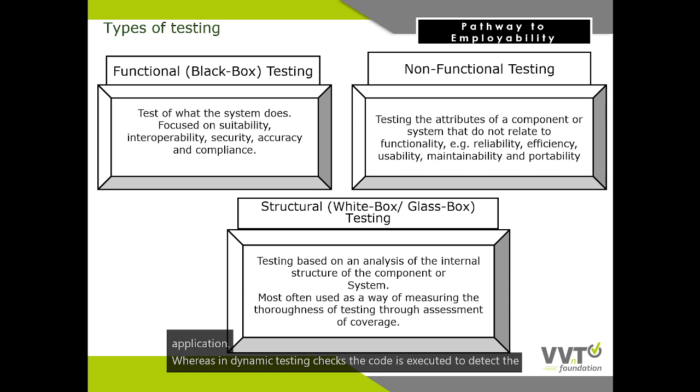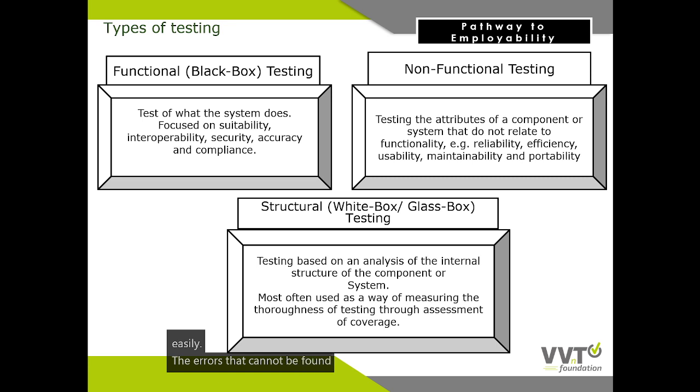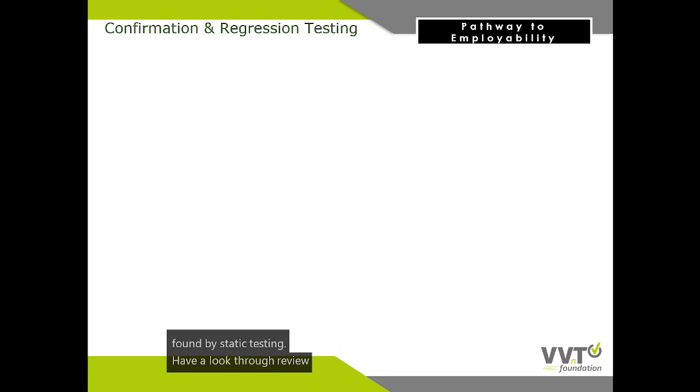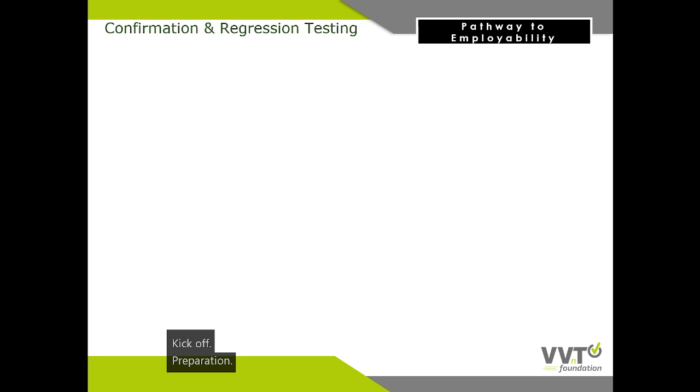Static testing is performed in early stage of development to avoid errors as it is easier to find sources of failures and it can be fixed easily. The errors that cannot be found using dynamic testing can be easily found by static testing. Have a look through review process and its phases, which is planning, kickoff, preparation, review meeting, rework, follow-up.